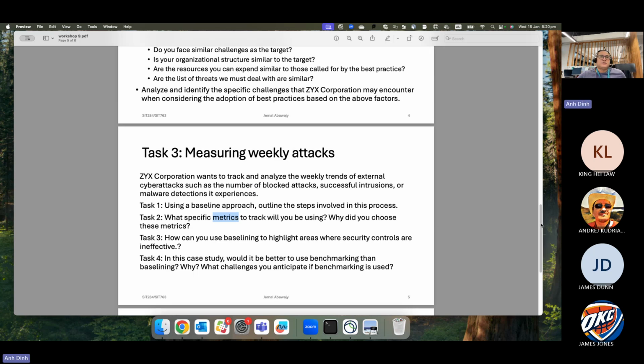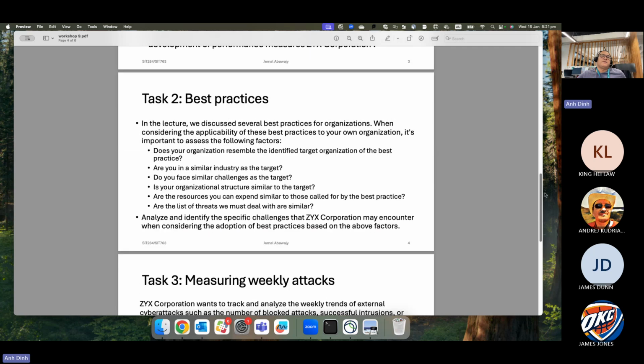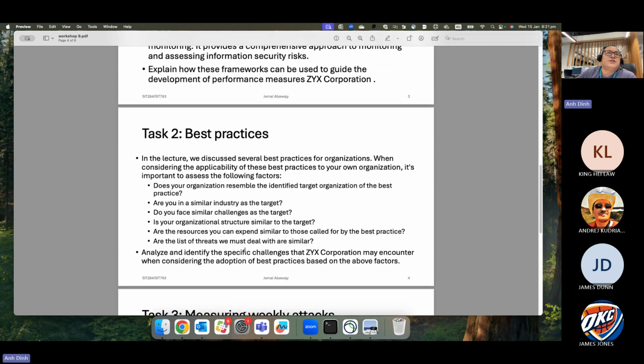All right, so this is task 3. I think let's have a quick discussion on task 2 on best practice, right? So let's assume that this organization wants to adopt best practice from another company. Let's say there's another company, like ABC, that publishes its best practice, and this company XYZ wants to just adopt them.